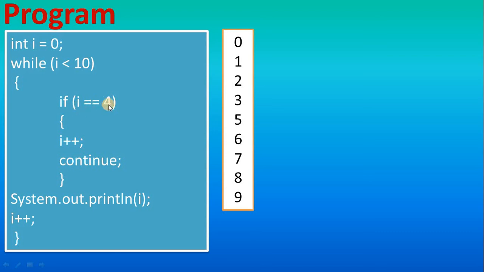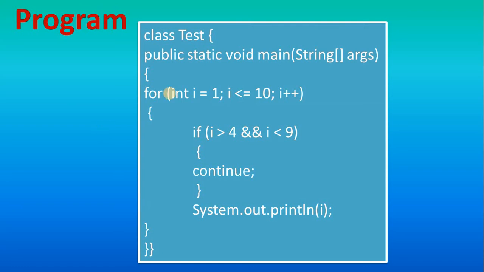Suppose you want to skip the 5th iteration, then you have to use I double equals to 4, sorry, I double equals to 5. If you want to skip the 6th iteration, you have to write 6 here. In this way, whatever iteration you want to remove or skip, according to that you have to use the continue statement in the program. One more program here. In this program we use the for loop, because you may get confusion in the for loop. Here there is an if statement, and then we have the continue.